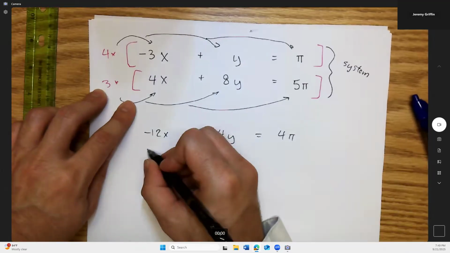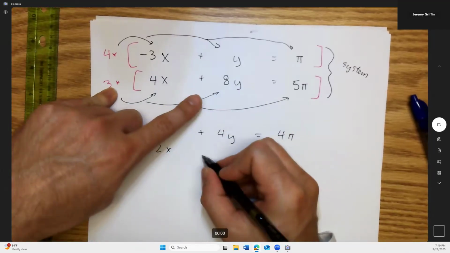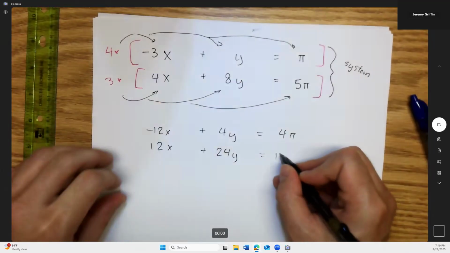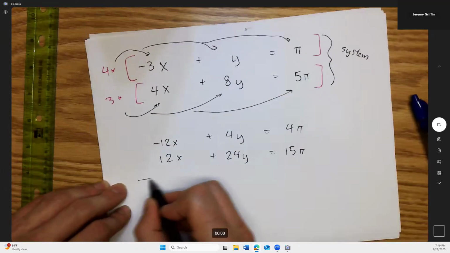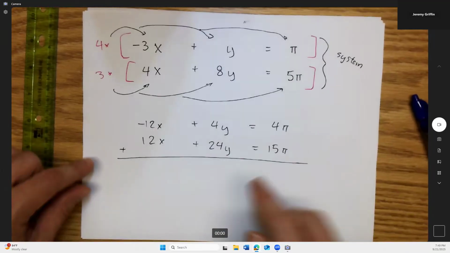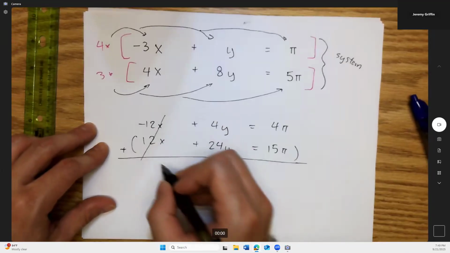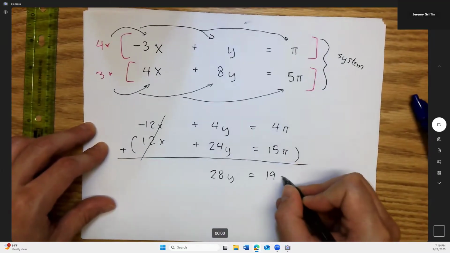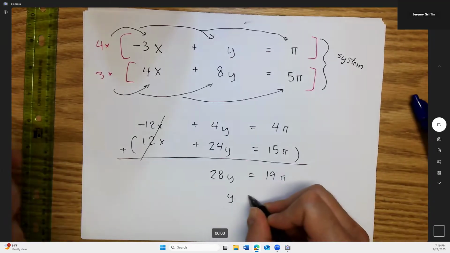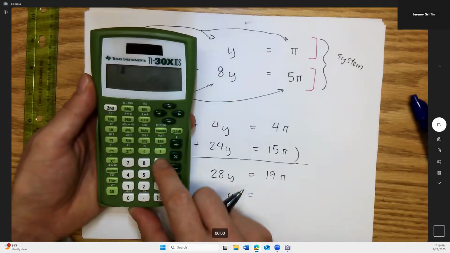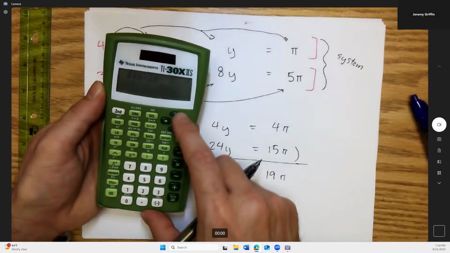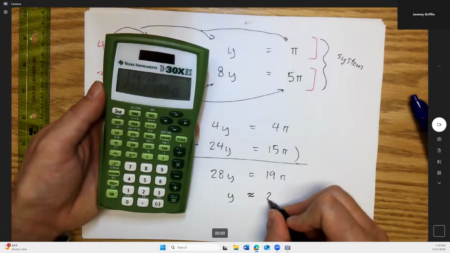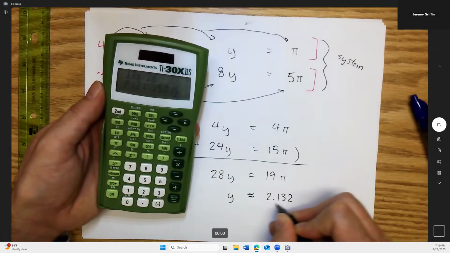And then down here, positive 12x plus 24y equals, and 3 times 5 is 15. Okay, I threw in a pi, pretty wacky, but right. Now I can add these equations to each other and the x's just go away. I'm getting 28y equals 19 pi. So y is, here, I'll just get a decimal, 19 pi over 28, which is approximately 2.132. Something like that, right?